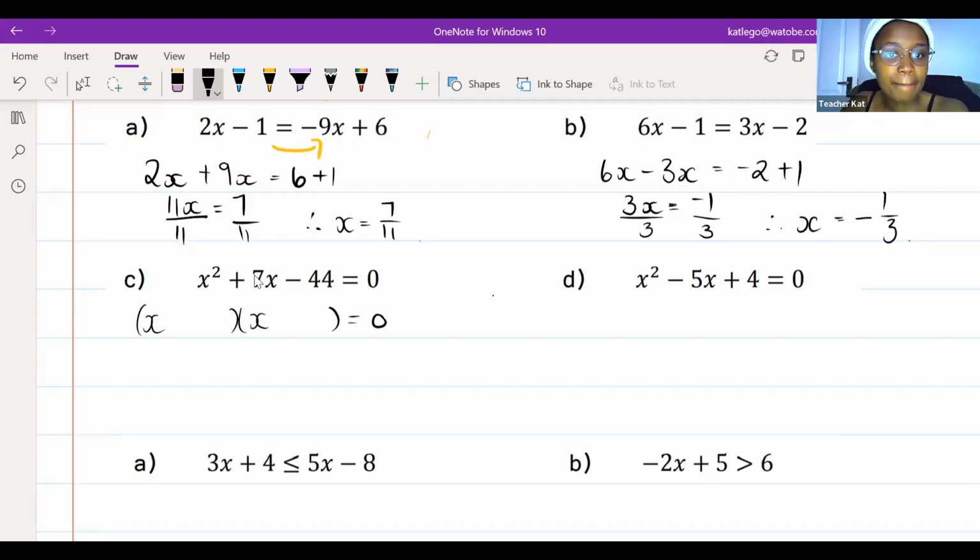The factors of -44 are 1. 1 goes with? 1 goes with 44. There we go. And then? 2 goes with 22. And then, do you think 3 can go into 44? I don't think so. I'm not sure. My calculator is not working properly.